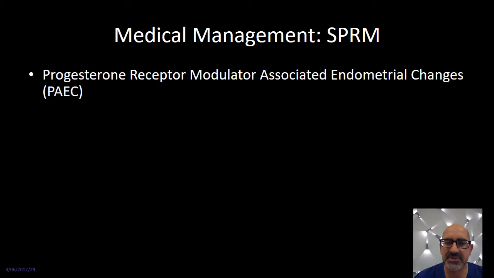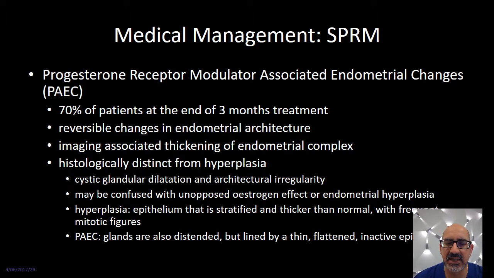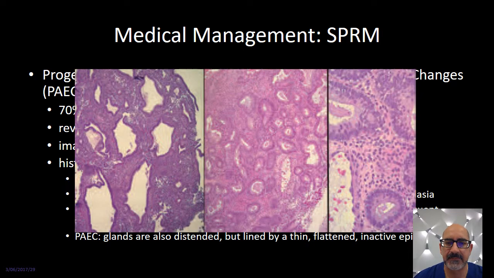PACE, or the progesterone receptor modulator associated endometrial changes, occur in about 70% of women at the end of 3 months of treatment. It's a reversible change, and while it may look frightening on first look, it is in fact quite distinct from hyperplasia and has no pre-malignant potential.